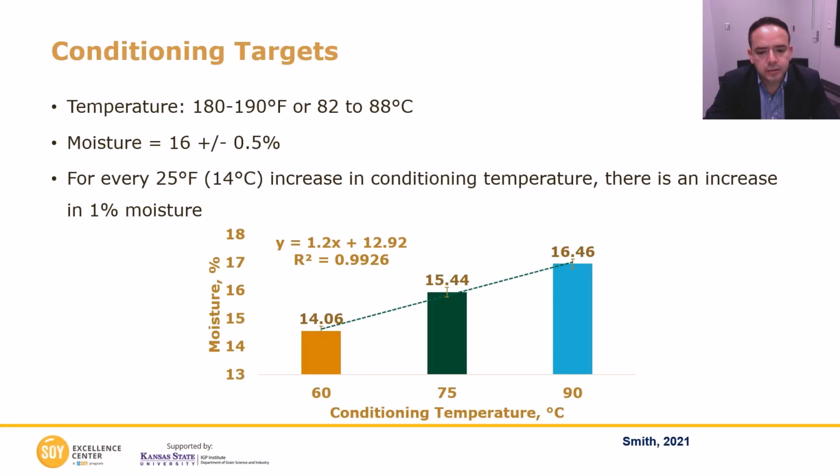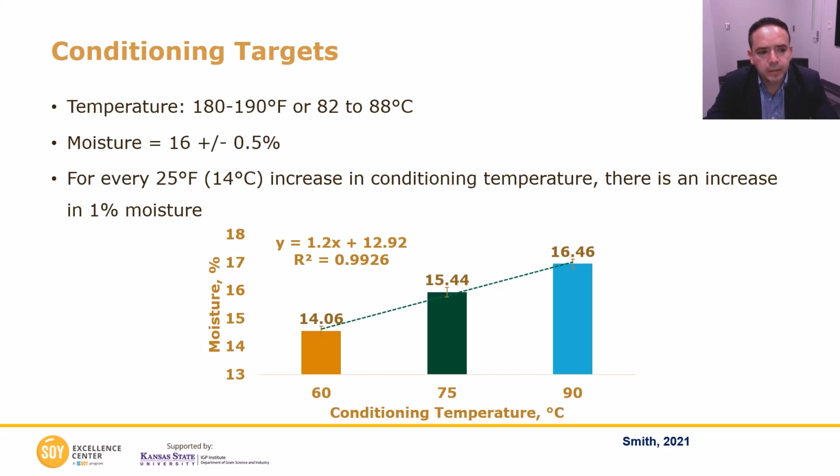So these are some of my recommendations regarding conditioning. The temperature should be between 82 to 88 Celsius degrees. And if you go more than 88 Celsius degrees, then the risk is that you might be damaging some essential nutrients in the feed. Moisture content between, let's say, 16% plus or minus 0.5.